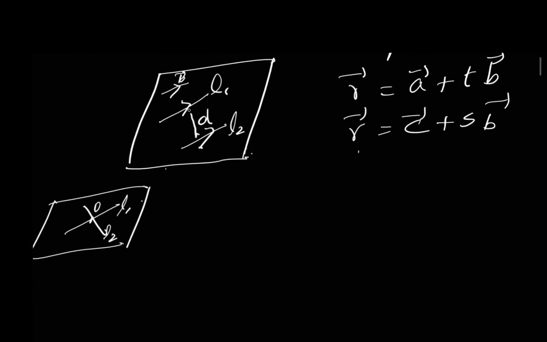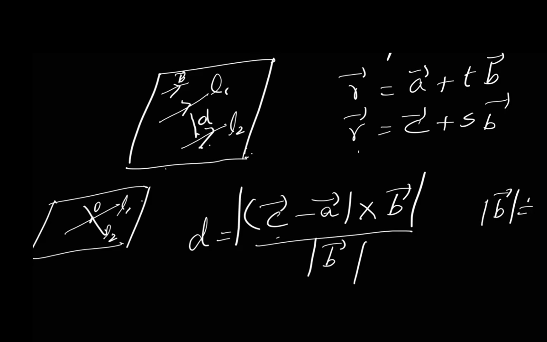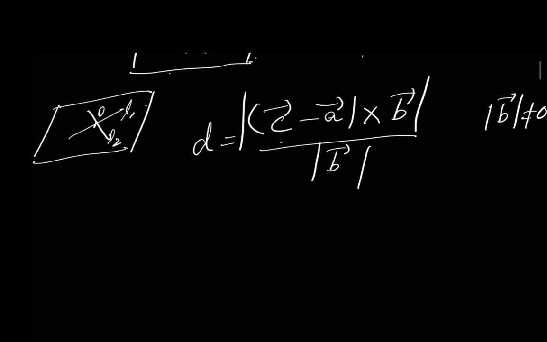So what do you say about the distance between the two parallel lines? The distance d is equal to the modulus of vector c minus vector a, where we take c from the second line and a from the first line, cross b, because both the lines are parallel to the same vector. Divided by the modulus of vector b, where this parallel vector should not be equal to 0. So this is the distance between the two parallel lines.